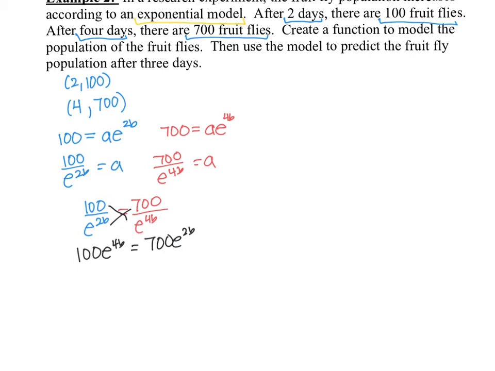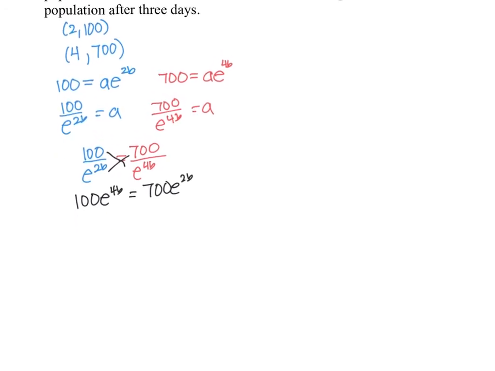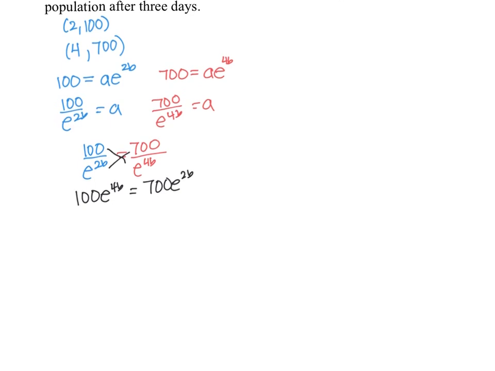Okay, and this is not necessarily the most efficient. So if you look at it later and realize there's a faster way, do it the faster way. I want to get the b's on one side. So let me think. Since e to the 4b is bigger, I'm going to cancel the e to the 2b.